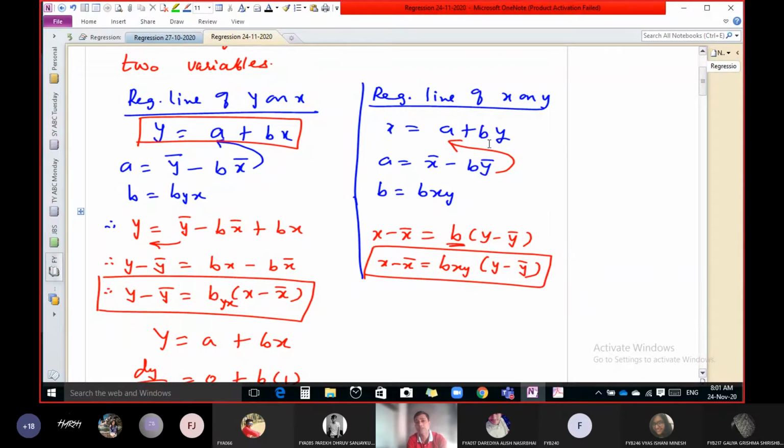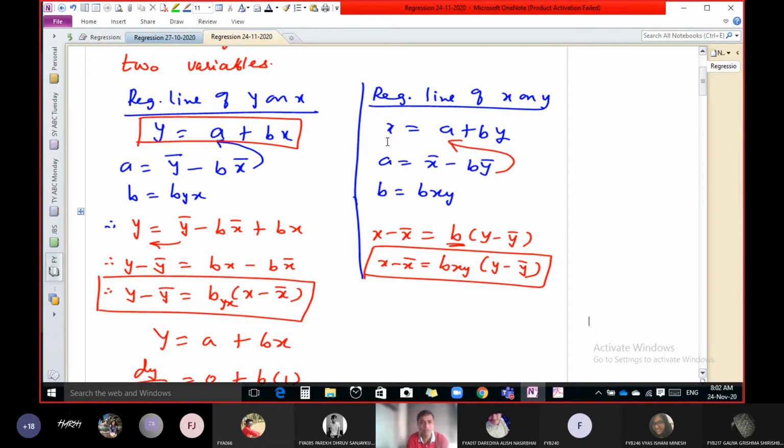Both are linear functions. Here, if we are able to find the values of a and b, then for a given value of x, we are able to find the estimated value of y. Same thing here: if we are able to find the values of a and b, then for a given value of y, we are able to estimate the value of x. Our main objective is to estimate the value of one variable for a given value of another variable. That is the main objective of the regression line.